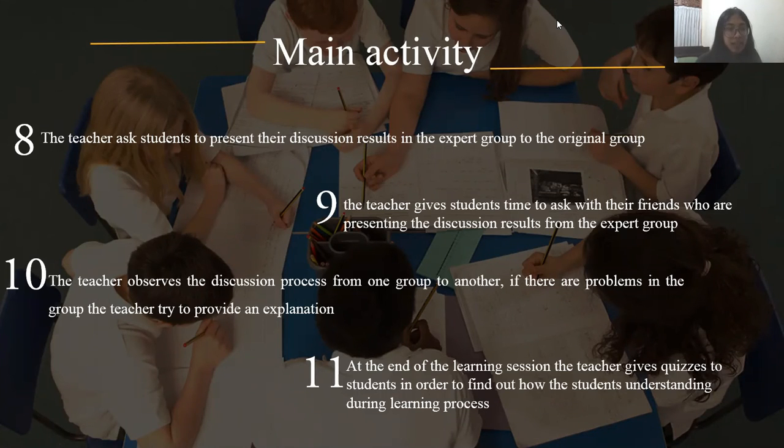The next step is the teacher asks students to present their discussion result in the expert group to the original group. The next is the teacher gives students time to ask questions of their friends who are presenting the discussion result from the expert group. The next is the teacher observes the discussion process from one group to others. If there are problems in the group, the teacher tries to provide an explanation. And the last is, at the end of the learning session, the teacher gives a quiz to students in order to find out how the students understood the learning process.